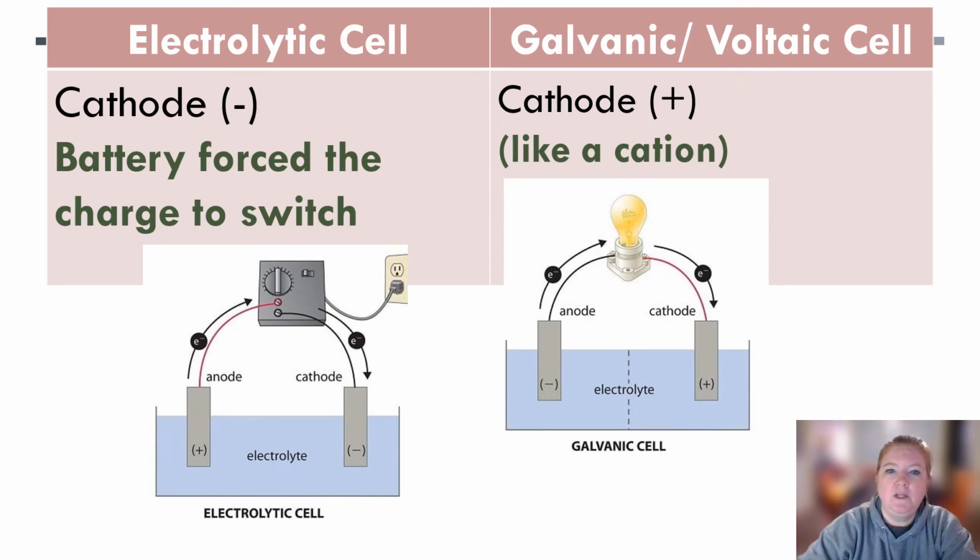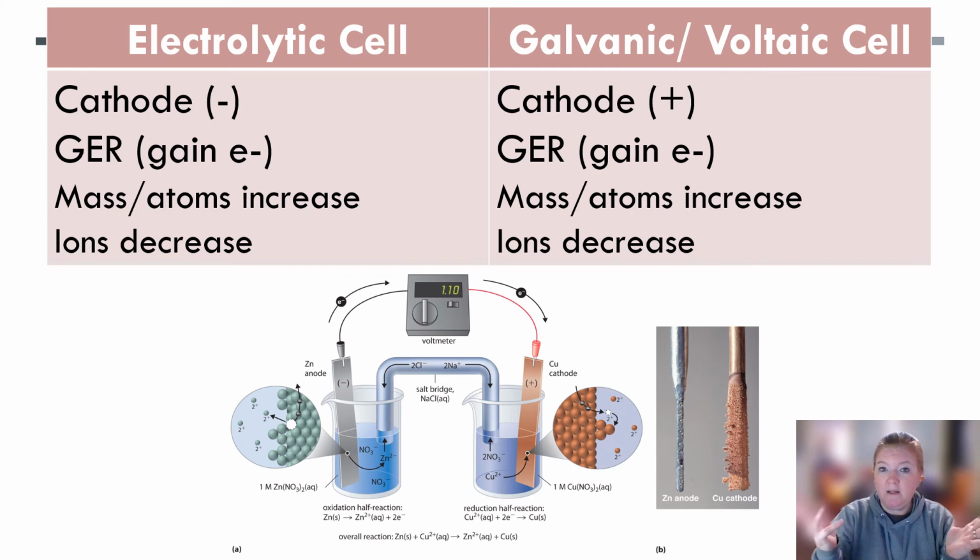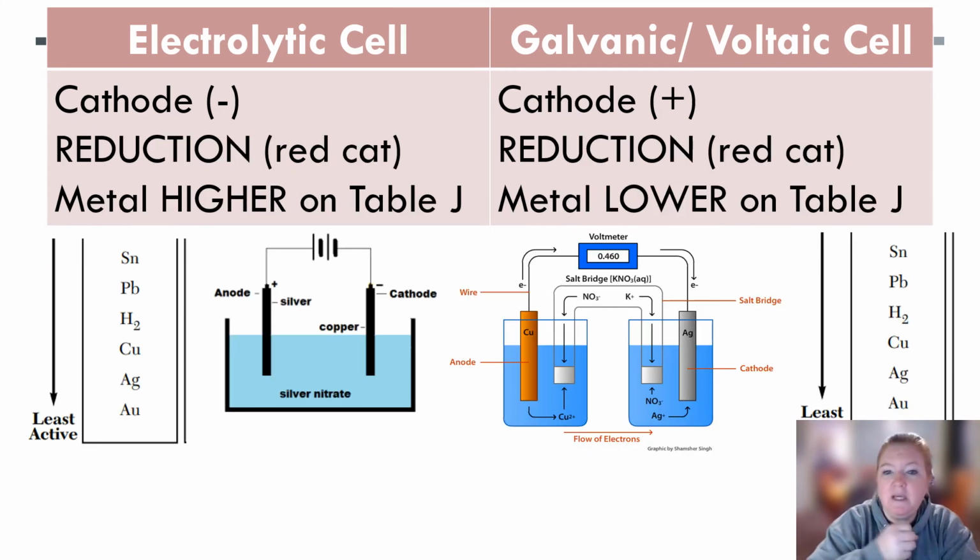So the cathode, similarly to the anode: in galvanic or voltaic, the cathode is positive like a cation, but in an electrolytic cell, the battery forced it to be negative. But everything else stays the same. There's reduction happening at the cathode, gaining electrons. The electrons are on the reactant side. Because we're gaining electrons, the mass, the number of atoms, increases and the number of ions decreases. But because of that battery, the metal is lower when we're talking about galvanic and voltaic and higher when we're talking about electrolytic. So that battery forces two things: the location on Table J to swap and the charge. Everything else stays the same.